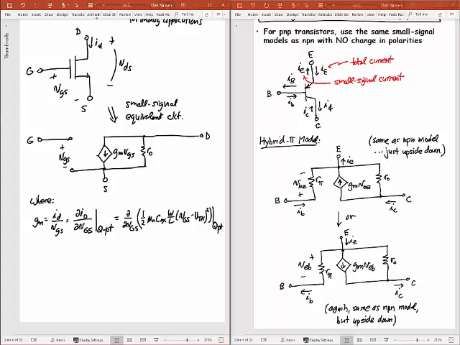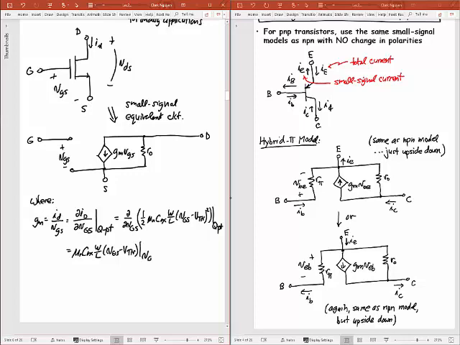If I go ahead and do this derivative here, I see my V_GS in there. The 2 is actually going to come down and cancel that 1/2, so I'm going to end up with mu_n times C_ox times W over L times (V_GS minus V_TN).